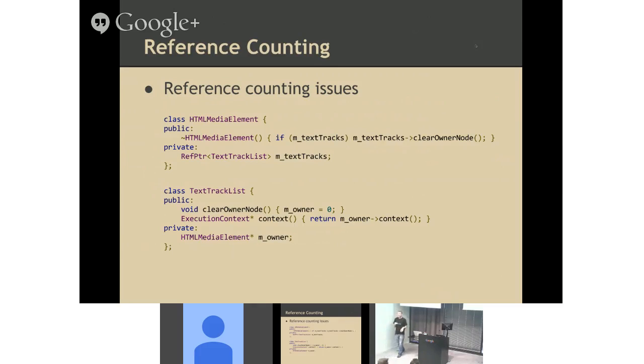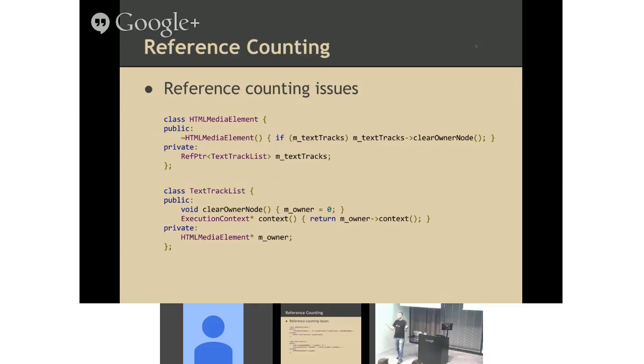So it's perfectly possible for the text track list to outlive the HTML media element. If you just pick out the text track list from JavaScript and then detach the DOM tree, then you'll destruct the HTML media element, but you'll still have a reference to the text track list. And therefore, when the HTML media element dies, then in the destructor, you have to go to the text tracks list and clear out the owner pointer. Okay. So that's the kind of thing that you have to do.